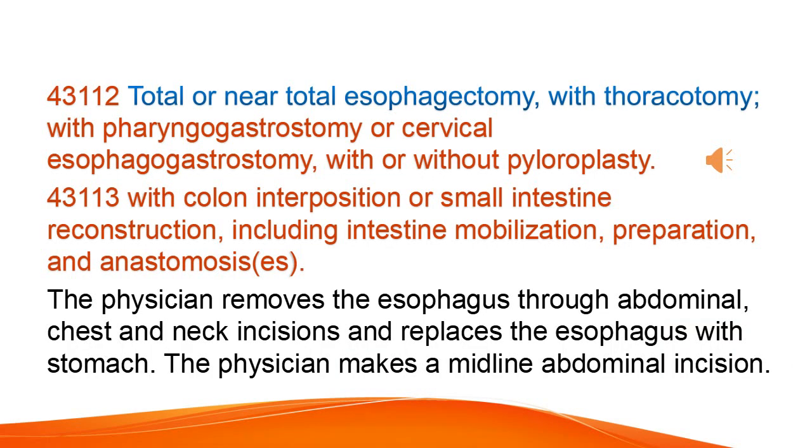Total or near-total esophagectomy, with thoracotomy, with pharyngogastrostomy or cervical esophagogastrostomy, with or without pyloroplasty. With colon interposition or small intestine reconstruction, including intestine mobilization, preparation, and anastomosis, ES. The physician removes the esophagus through abdominal, chest and neck incisions and replaces the esophagus with stomach. The physician makes a midline abdominal incision.